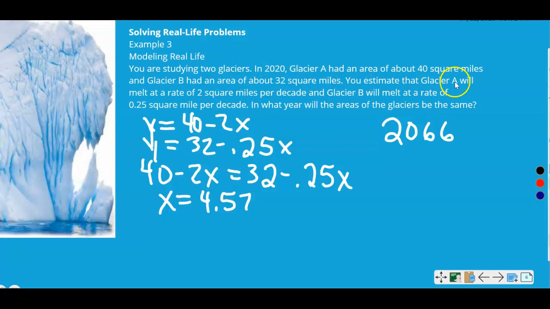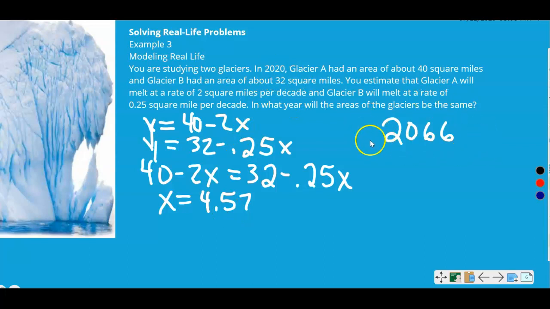You estimate Glacier A to melt at 2 square miles per decade, Glacier B to melt at a rate of 0.25 square miles per decade. Again, it's melting, so it's going to be subtract 0.25x. We can set these two equations equal. That's just the same as having f of x equals g of x. We solve by putting these two in the graphing calculator and finding the intersection point. The intersection point was about x equals 4.57 decades. We are talking about decades here.